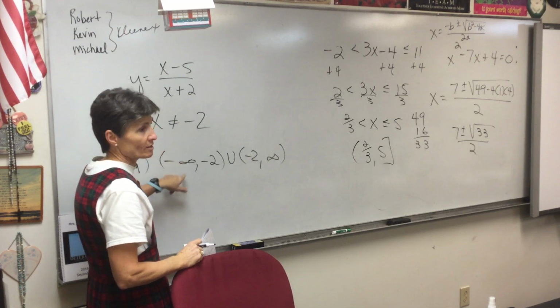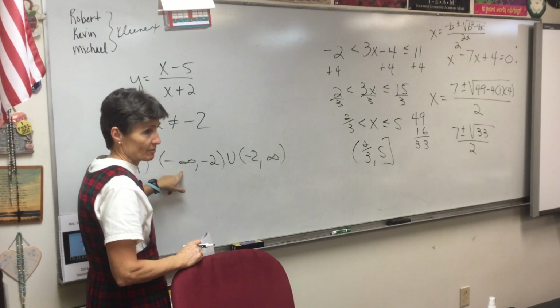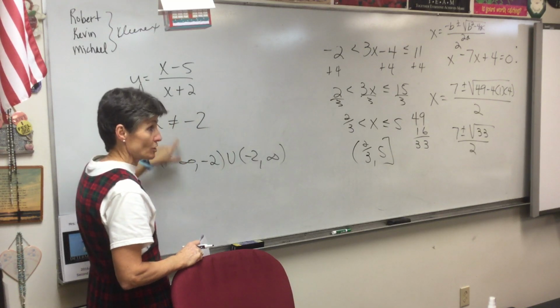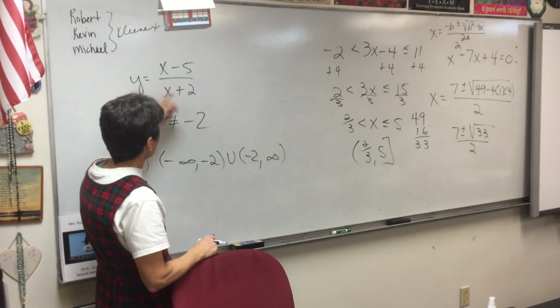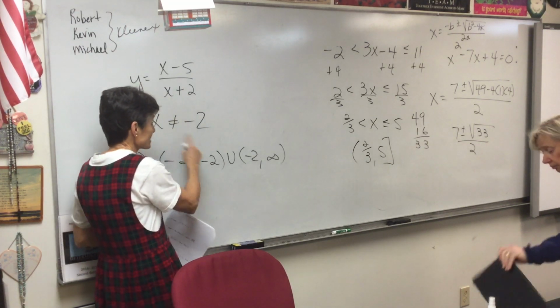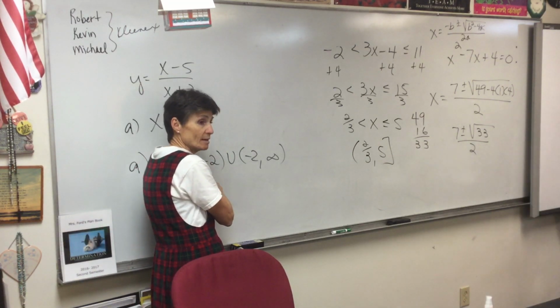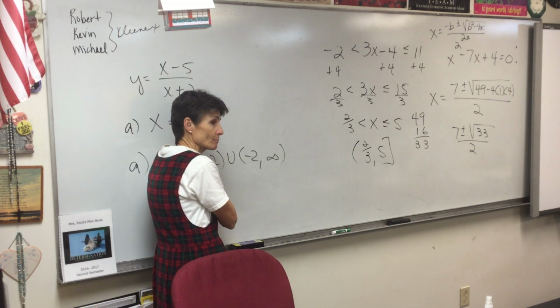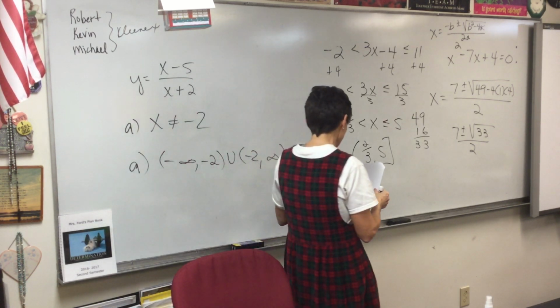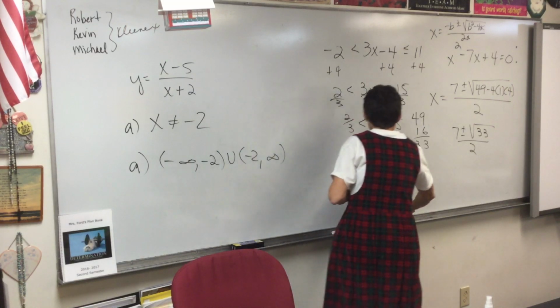Now, it's not going to say both of these. It's going to say one or the other. You need to be familiar with both notations. So when you tell me, well, x can't be negative 2, you recognize that's what that says and that's what this says. Right? Okay. Next. All right, what do we do here?